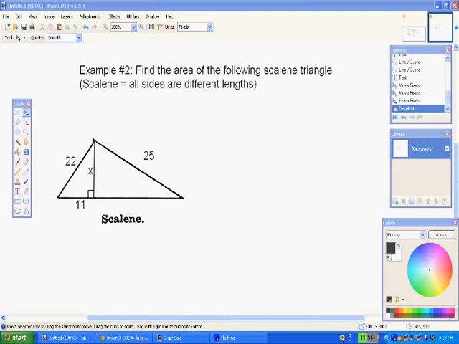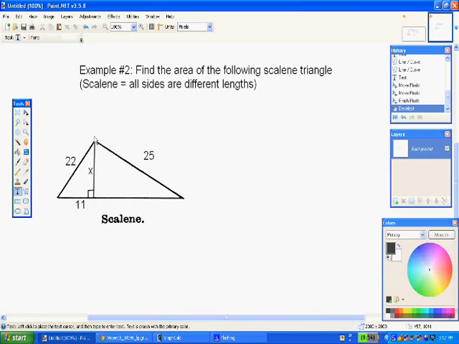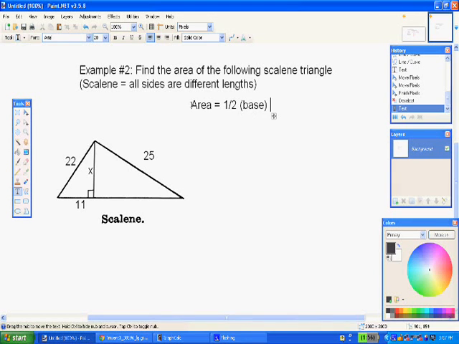Alright, so we're told to find the area of this triangle. And as a reminder, area of a triangle is equal to 1/2 the base times the height. And unfortunately, in this case, we don't know the height of the triangle and we don't know the base. So let's go ahead and try to find the height first.